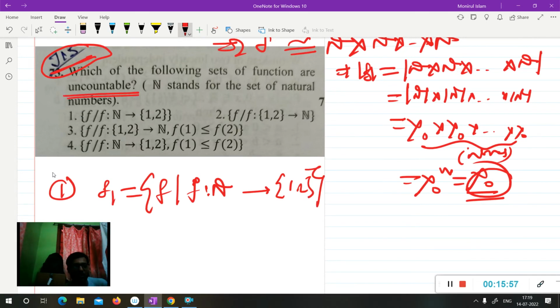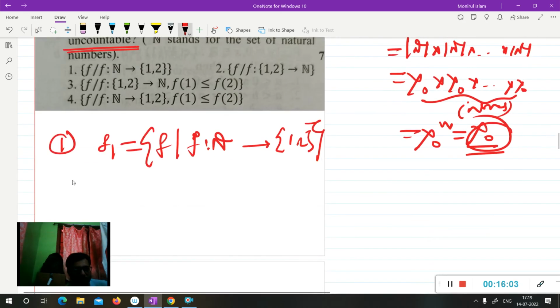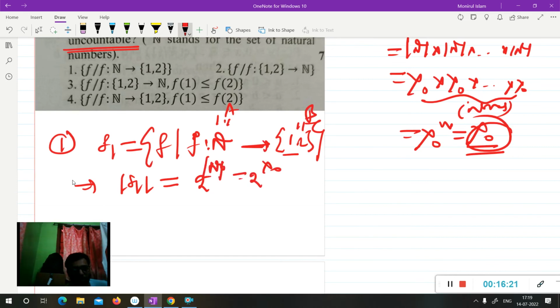So S1 is the set of functions from N to {0,1,2}. How many functions are there from A to B? The cardinality of B is 2 and the cardinality of A, the natural numbers, is alpha naught. So the total is 2 to the power alpha naught. This is the continuum, right? Meaning uncountable. So S1 is an uncountable set. So S1 is correct because the question is looking for an uncountable set.